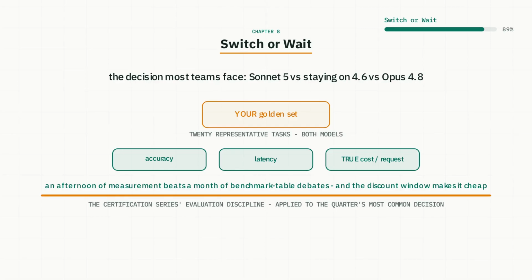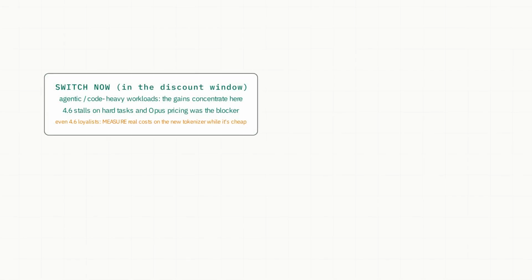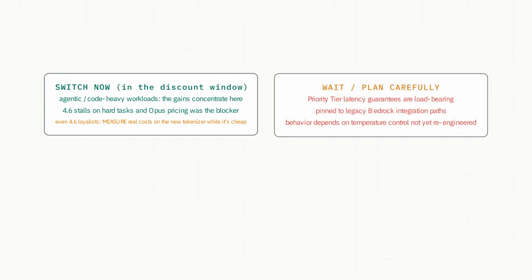The verdict, honestly: switch now inside the discount window. If you run agentic or code-heavy workloads, that's where the gains concentrate, and where near-Opus quality at Sonnet pricing is simply free capability. Switch now if your 4.6 workload keeps stalling on hard tasks and Opus pricing was the blocker. And switch deliberately even if you plan to stay on 4.6 long-term, because measuring your real costs on the new tokenizer, while it's discounted, is information you'll want before September, not after.